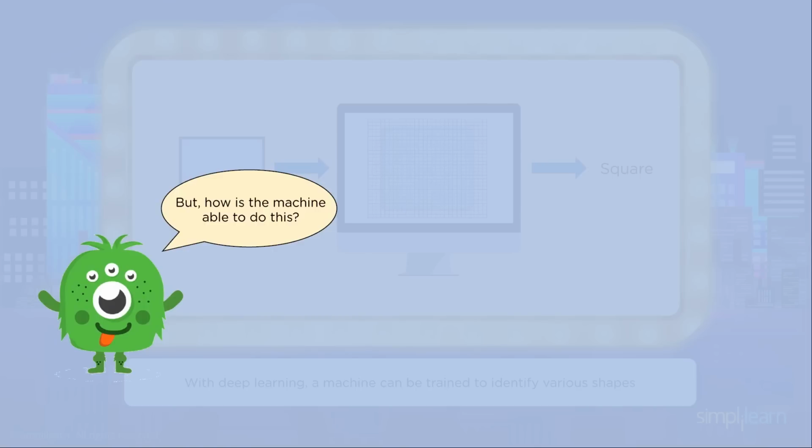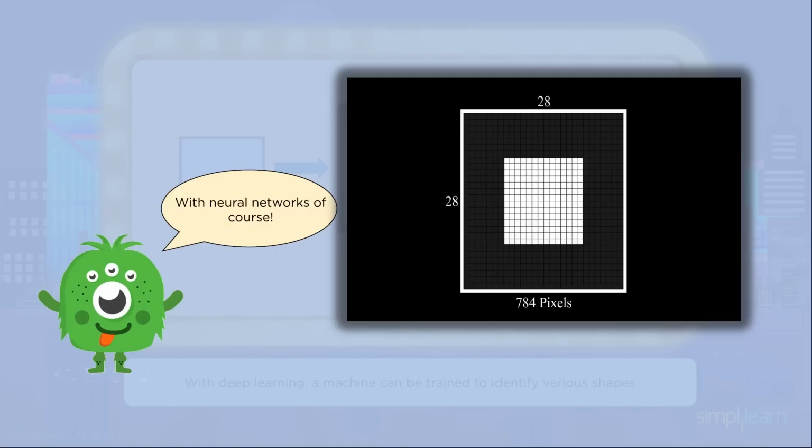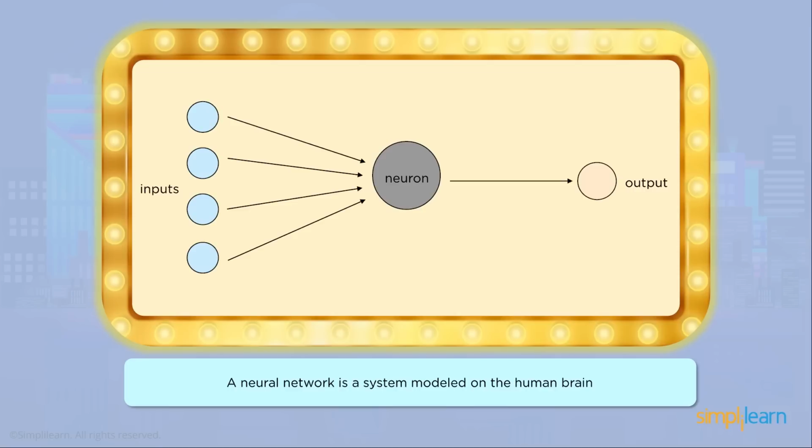But how is the machine able to do this? So we'll look at a nice grid, 28 by 28, 784 pixels. And when we look at that grid, we can look at each one of those pixels as inputs. So a neural network is a system modeled on the human brain. And so we have all our inputs, kind of like your eyeball coming in there. It has the sensors in the back, your different input sensors, which are your cones and rods. So each one of those is an input coming in with information. And it goes into a neuron, and then it sends out a pulse.